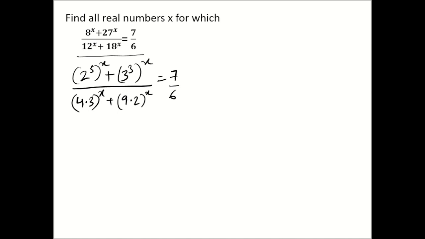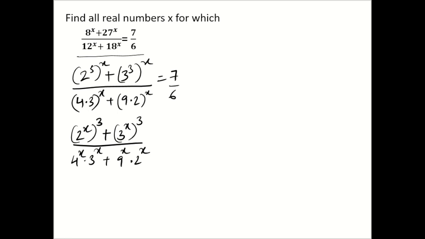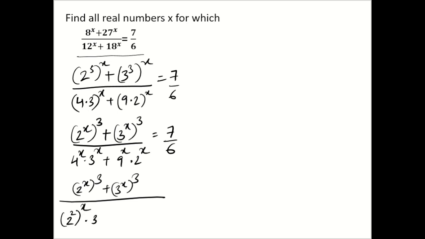Let me further simplify this. This is nothing but 2 to the power of x whole cube plus 3 to the power of x whole cube, divided by 4 to the power of x into 3 to the power of x, plus 9 to the power of x into 2 to the power of x, equal to 7 by 6. I can simplify this even further: 2 to the power of x whole cube plus 3 to the power of x whole cube, divided by 4, which is 2 square to the power x, into 3 to the power of x, plus 9, which is 3 square to the power of x, into 2 to the power of x, equal to 7 by 6.